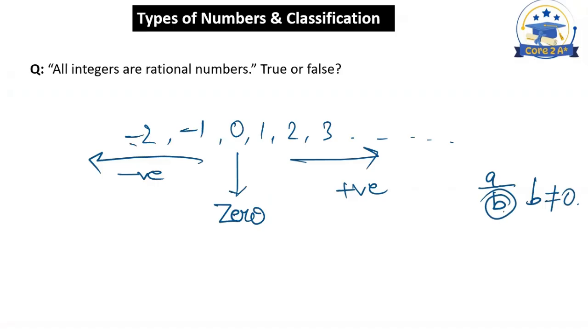Okay. So see, can we write -2 as -2/1? -1 we can write as -1/1. Yes, we can. 0 also we can write with denominator 1, right? It means yes, all integers are rational numbers, with the denominator 1, not any other. We cannot write 2, 3 or any other number. Only for 1 it is true.